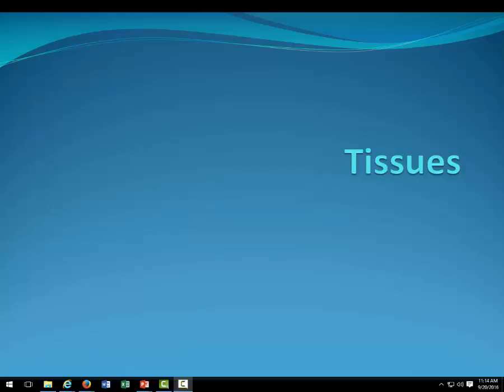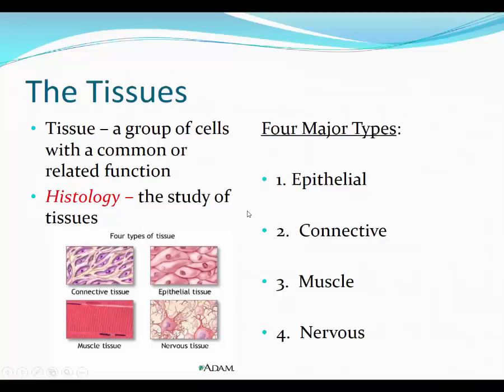All right, we're going to continue up the level of organization. We talked about atoms and molecules, and then we talked about the cell, and we looked at the parts of the cell, the organelles, and now we're moving up to a group of cells with a common function we call a tissue. So tissues are made up of cells: a group of cells with a common or related function. The study of tissues is called histology.